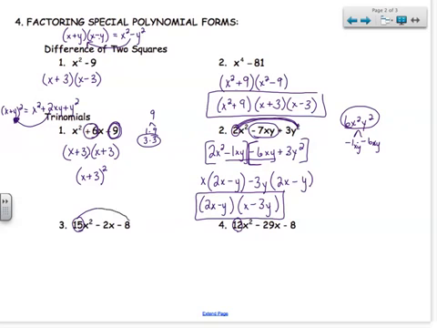So I'm going to rainbow here. 15 times -8 is -120x squared. Now we're looking for factors of -120 that add to -2. So I would say -12x and 10x. I'm going to replace that middle term with those. So 15x squared, keep the first term, replacing the middle term here, minus 12x plus 10x minus 8.